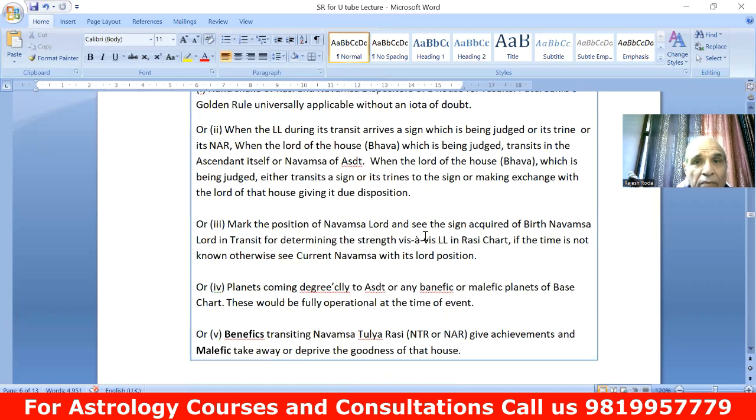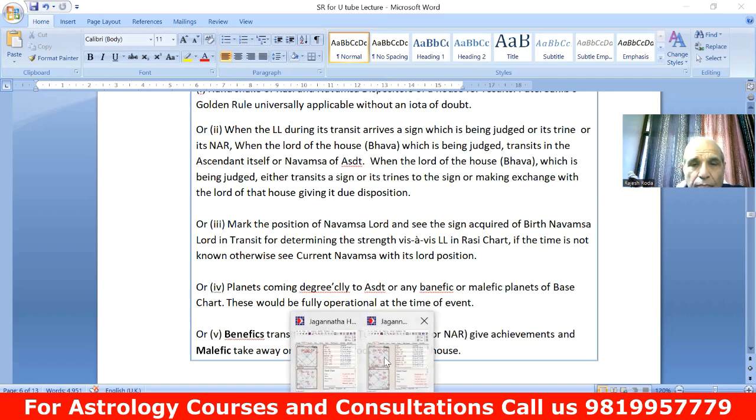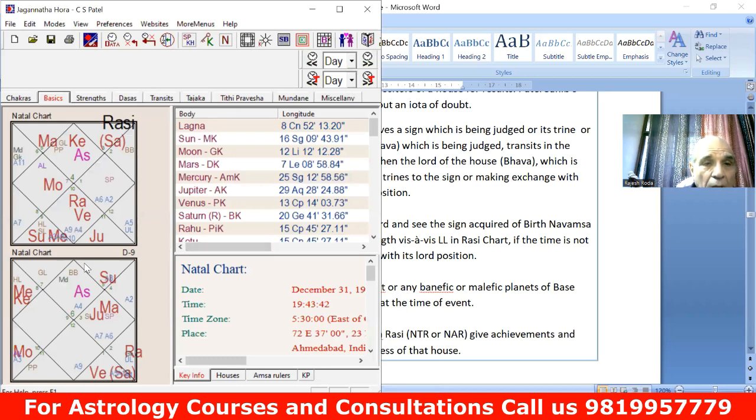Third, mark the position of the Navamsha Lord and the sign acquired of birth Navamsha in transit for determining the strength vis-a-vis Lagna Lord in the Rashi chart. Again, we'll be showing this. Navamsha Lagna is Mercury. Lagna Lord is here. Lagna Lord and Mercury are 3-11. It is good, this thing. They are 3-11. And if they come in 2-12 or 6-8 position, that will be bad.